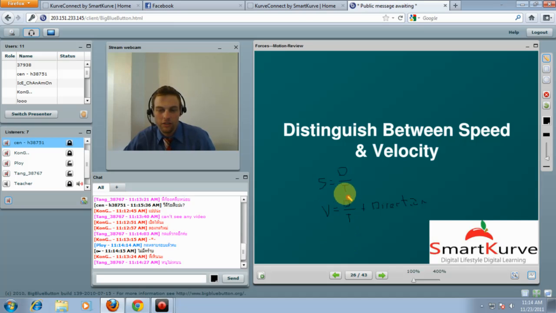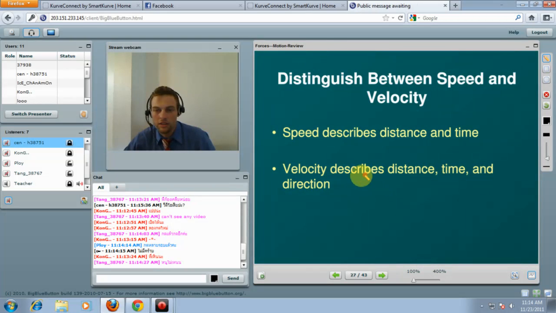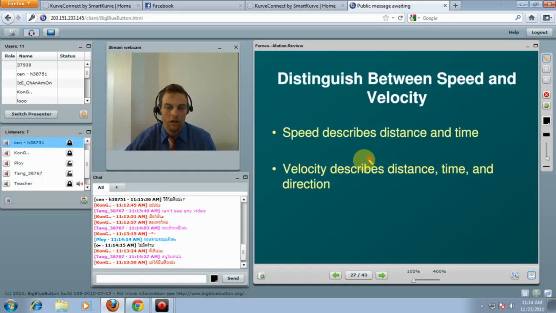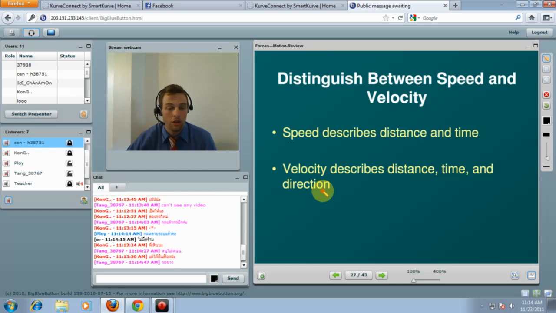So the only difference is that velocity tells you a direction. It should say distance, time, and direction. Speed is just distance and time. So if you hear the car was traveling 20 kilometers per hour, which is really slow, to the west. Can someone tell me what that is? That speed or velocity?